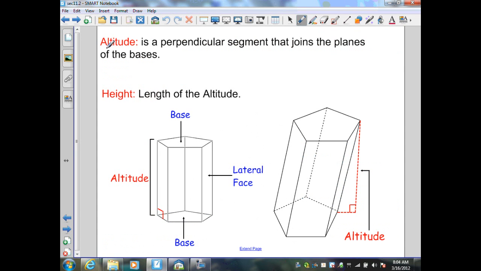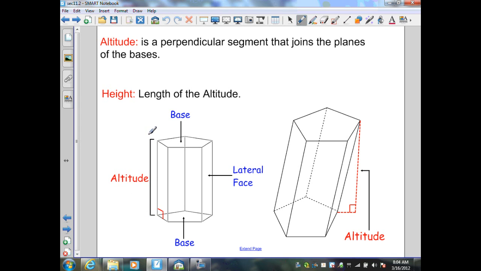An altitude in a prism is a perpendicular segment that joins the planes of the two bases. In our first diagram, our bases are in the shape of a pentagon. In other words, they have 5 edges. Therefore, this is a pentagonal prism. Our two bases in this diagram are the top and the bottom. The lateral faces are the rectangles that are encircling our prism.